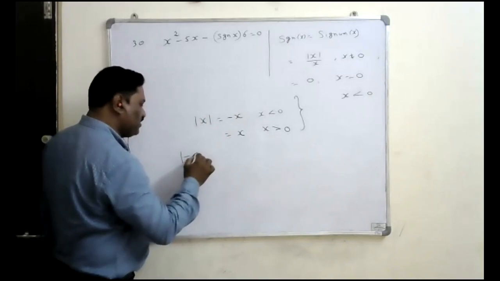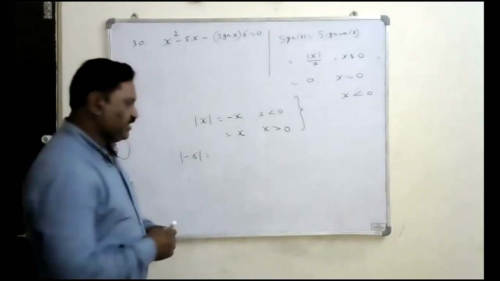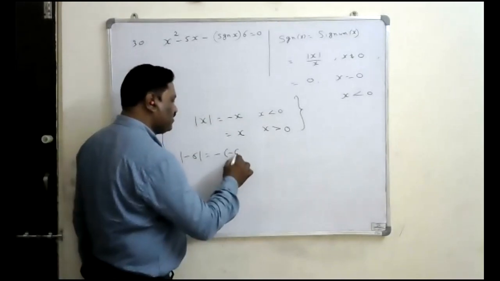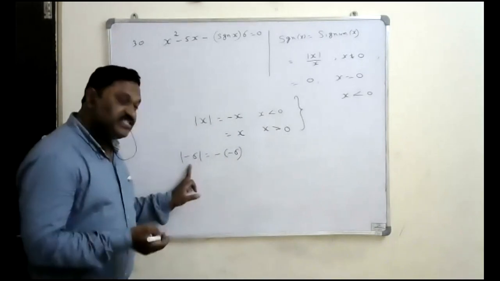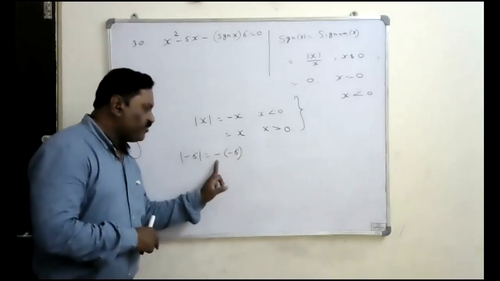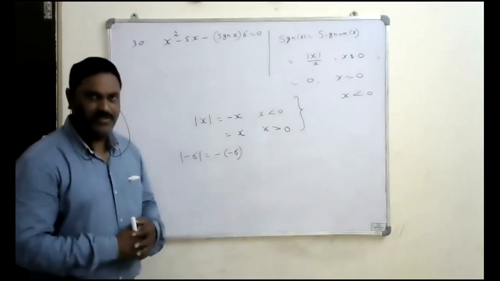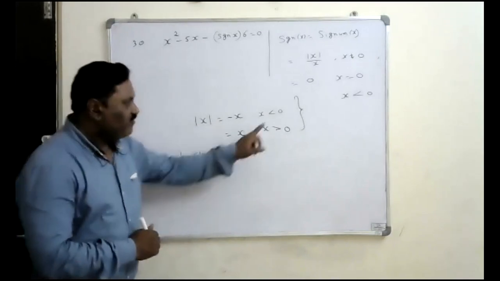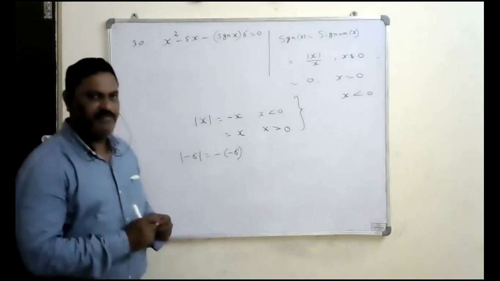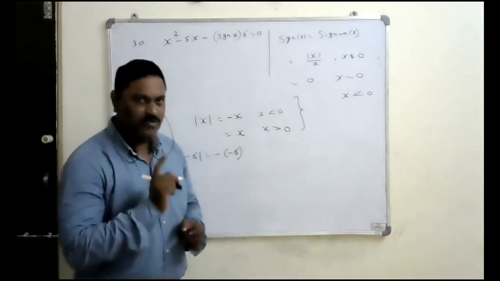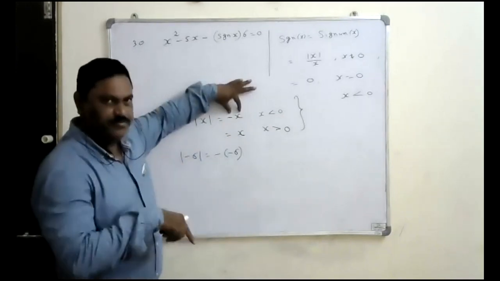What is the value of mod of minus 6? 6. That is equal to minus of minus 6, right? Yes, because this value itself is negative. To make it positive, again you have to multiply by the minus sign. So minus of minus 6 we have to write. That is the 6. That's why when x is negative, mod x is equal to minus x. This is a very important definition of the modulus. When x is negative, mod x is equal to minus x, because minus x becomes positive.